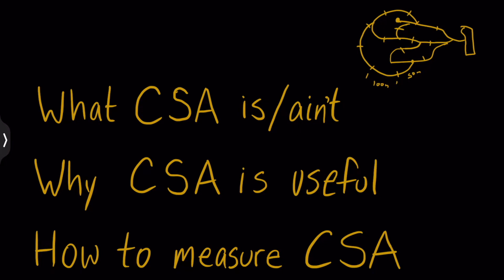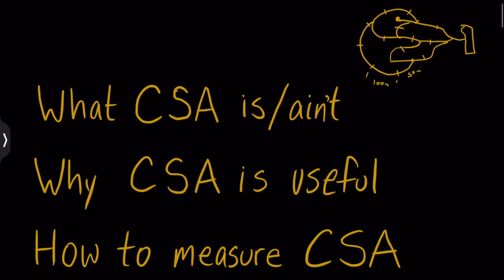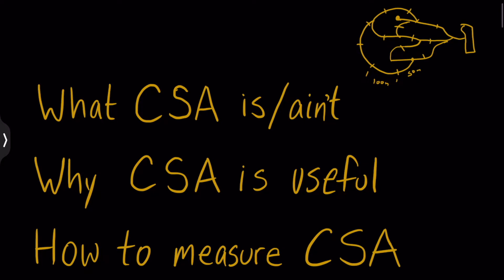What cross-sectional area is not is a continuous measure across the entire surface of the trail system. So if you're a trail boss or a trail crew member, you're going to use CSA to figure out overall resource condition, or total soil loss in this point. But you're going to do it in a point sampled way.